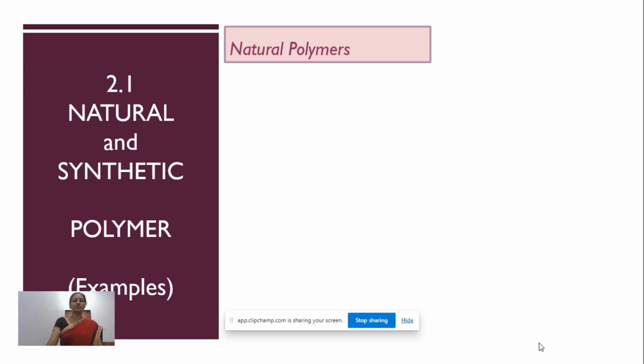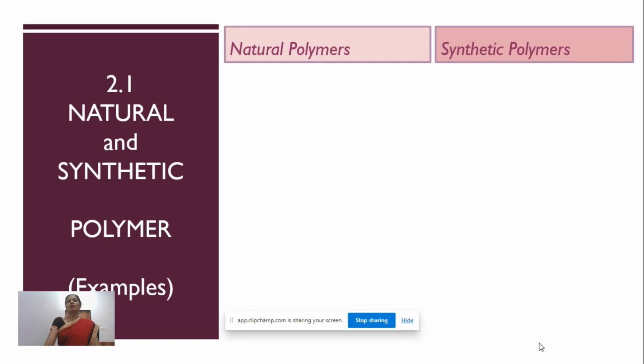So, the difference between natural and synthetic polymer. First, we need to discuss synthetic polymer also, then we will go for the difference. Synthetic polymers, as the name itself indicates, are synthesized in laboratory. So these are man-made polymers. In between natural and synthetic polymer, a few polymers are semi-synthetic. Means natural polymers are modified to improve some properties. They are called semi-synthetic polymers.